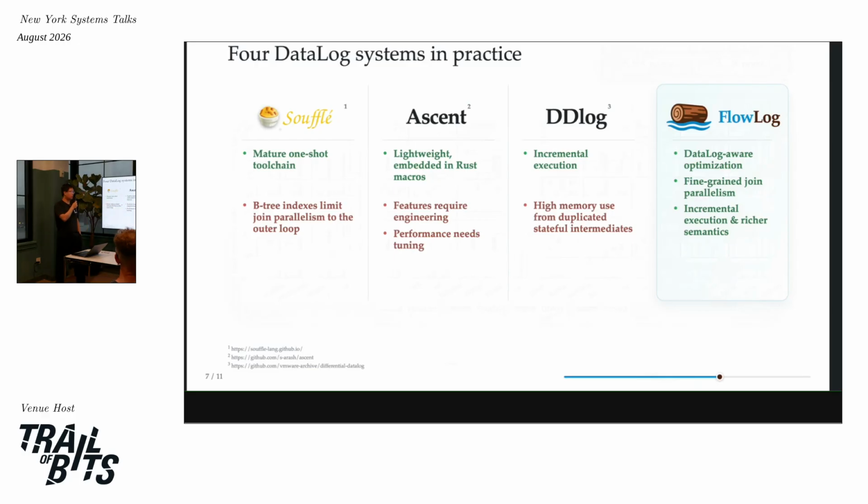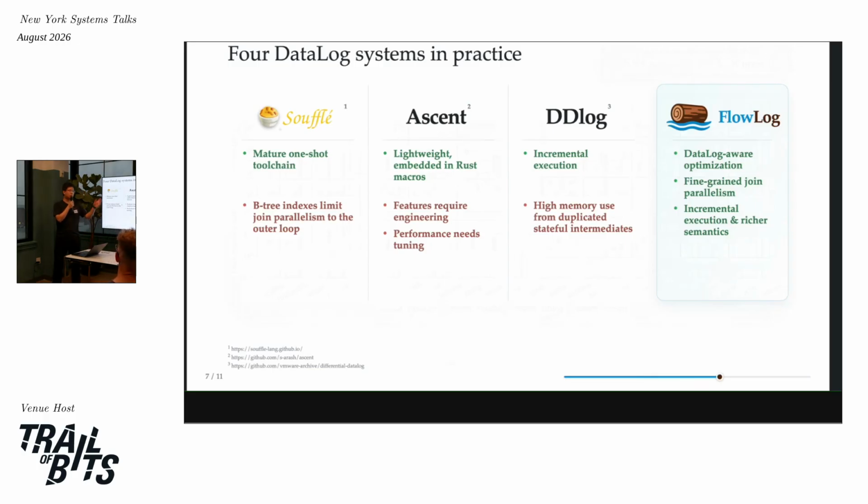Differential Datalog comes from VMware. It has incremental execution ability, but it has high memory usage from duplicated stateful intermediates. And our system, Flowlog, first applies a lot of Datalog-aware optimizations. Second, it has fine-grained join parallelism.